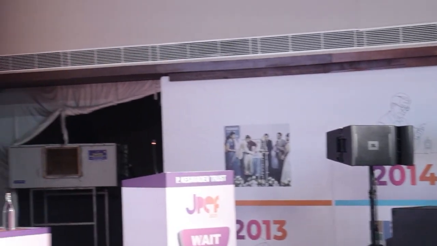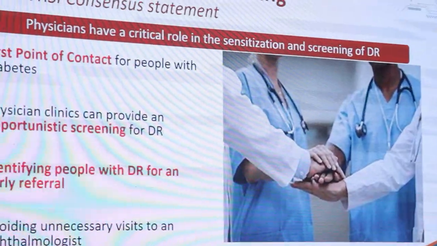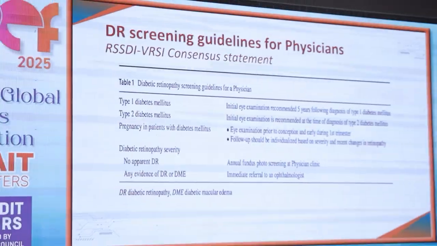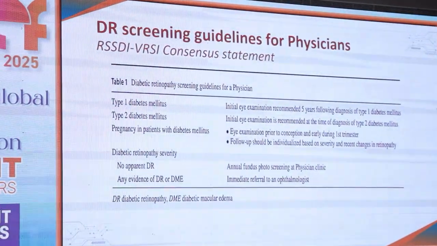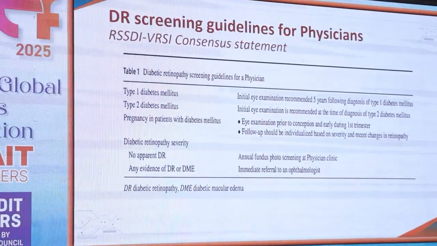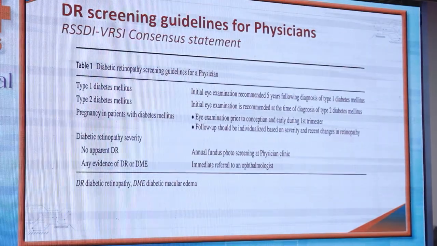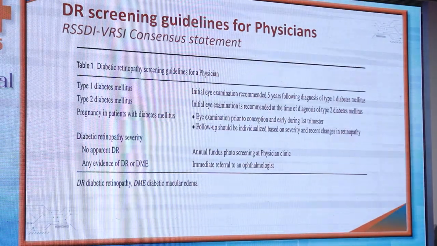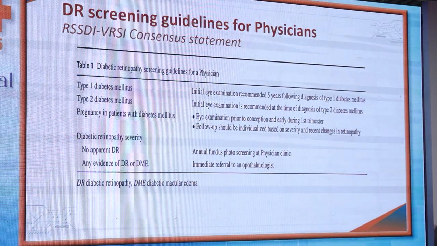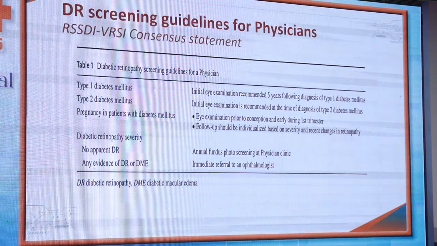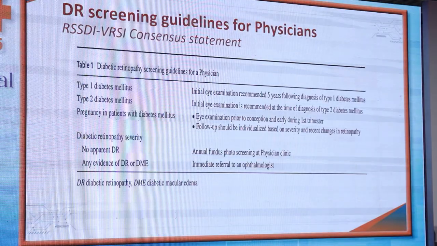So the RSSDI consensus statement is very clear that physicians are the first point of contact for people with diabetes. We can provide the opportunity for opportunistic screening for diabetic retinopathy, and we can identify people with referable diabetic retinopathy for early referral. So when to screen and how to screen, the RSSDI guideline document is very clear. If someone has type 1 diabetes, the first eye examination is recommended after 5 years from diagnosis. In type 2 diabetes, screening for retinopathy is done at the time of diagnosis and thereafter every 1 year.